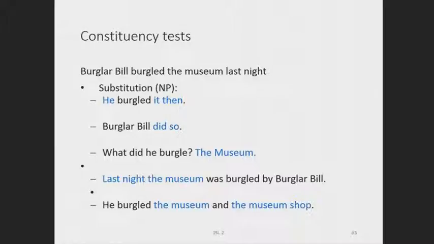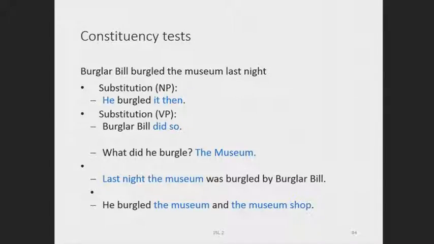How about burglar Bill did so? Yeah, that's the substitution for verb phrase. Very well done. That takes two words, sort of. But again, we can represent everything that comes after burglar Bill basically by one concept. And that shows us that this entire verb phrase really also is one thing. And it encompasses more than burgle. It's really that it burgled the museum, even last night, that happens to burgle Bill in that instance. So that's our substitution verb phrase, and that shows us that this is a constituent.